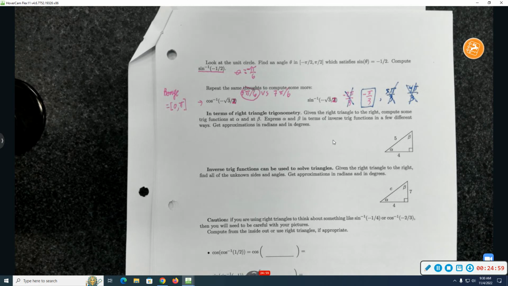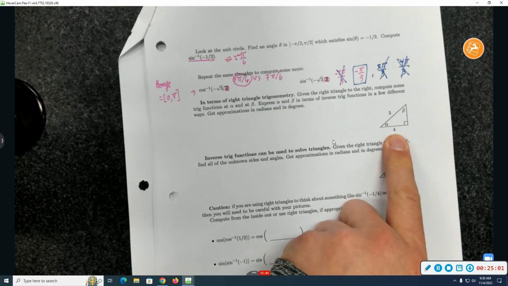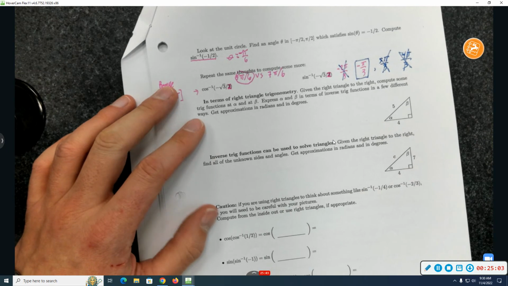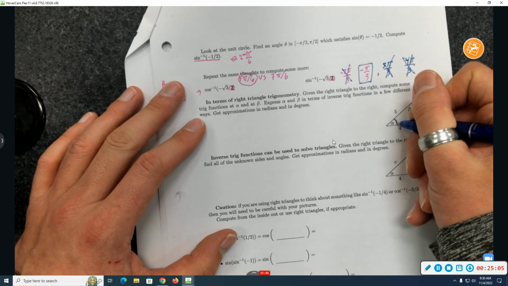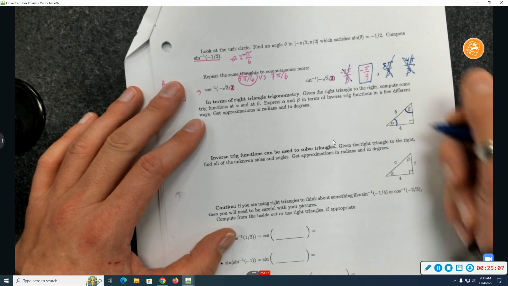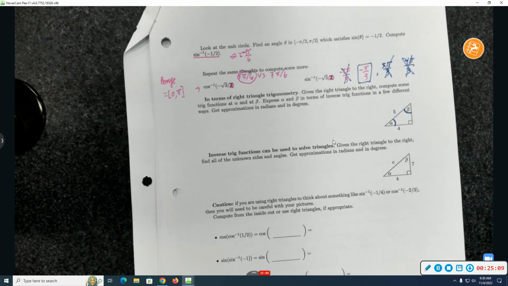So here's one such example. Here is a right triangle. Let's use inverse trigonometry to compute the angles alpha and beta. And I'm calling for approximations in radians and degrees, so let's try to find them.